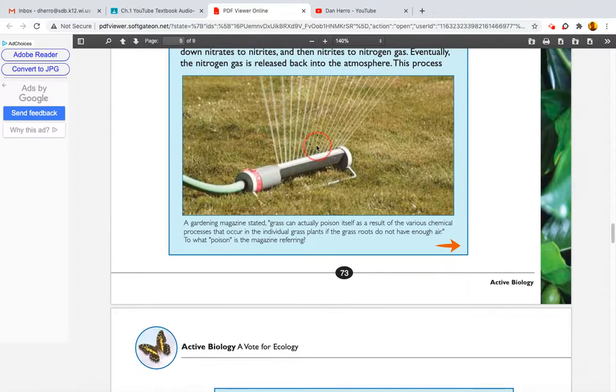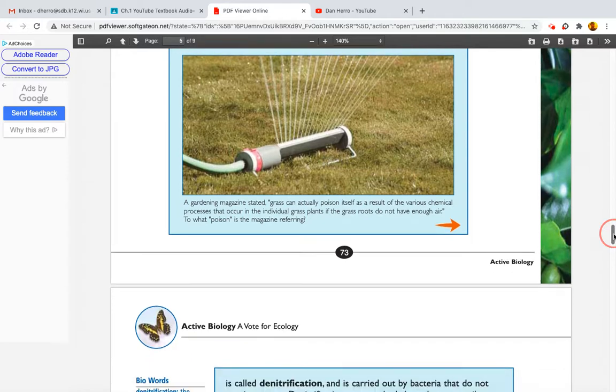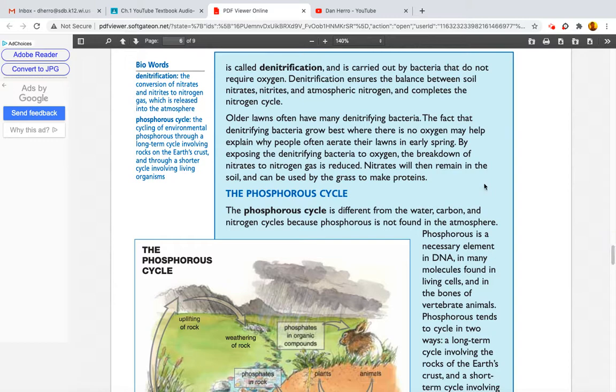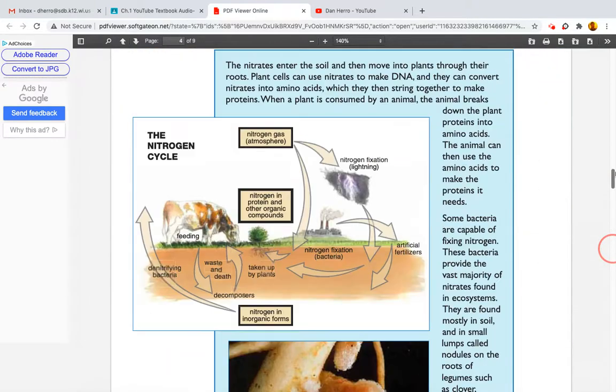Let's read this caption. A gardening magazine stated, "Grass can actually poison itself as a result of the various chemical processes that occur in the individual grass plants if the grass roots do not have enough air." To what poison is the magazine referring? Okay, so they're talking about the nitrates. Or they're talking about the nitrogen cycle. All right.